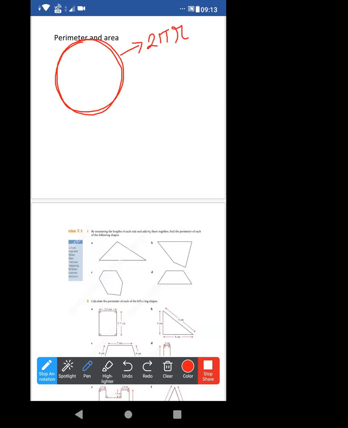Yes, ma'am. That means this, where this one is r. So each of this length is r unit. Radius. Now just look at this.